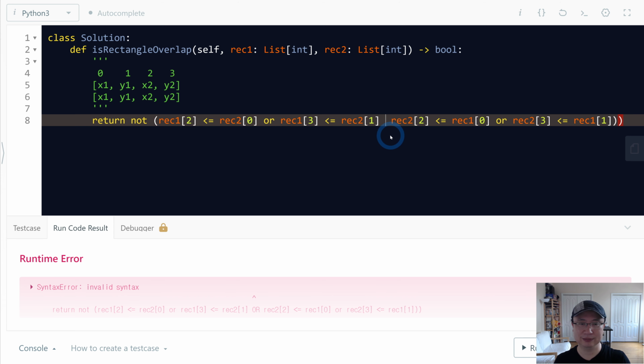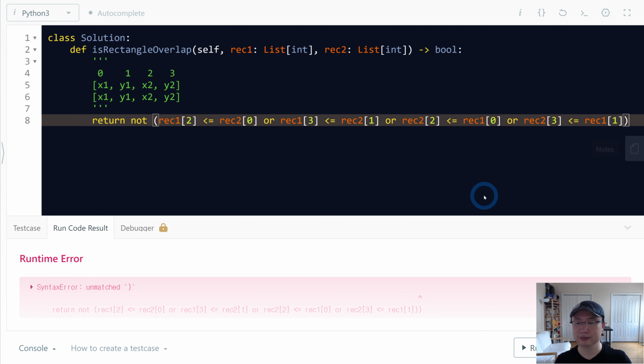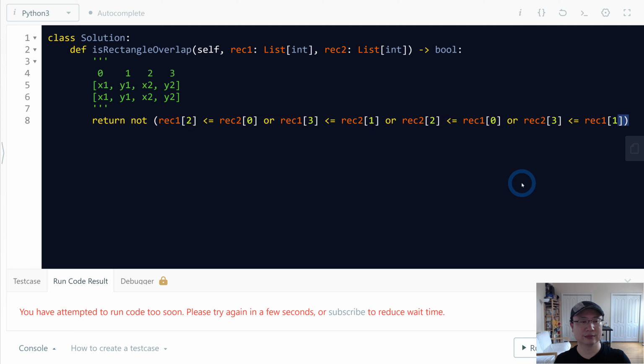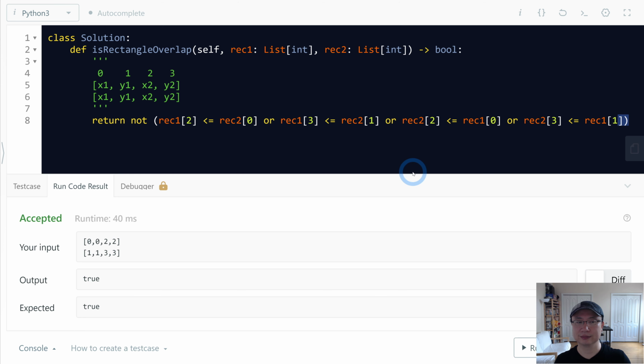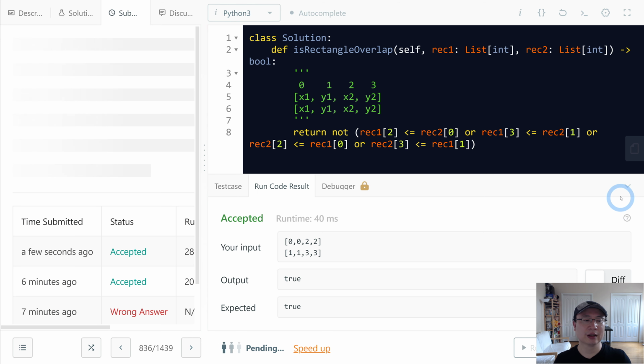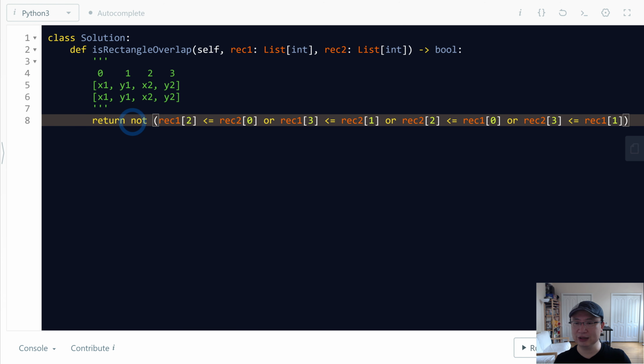Typo. Okay, looks good. Let's submit. In this case, the time complexity is constant time with constant space, because we do not use any iteration and we do not use any data structure.